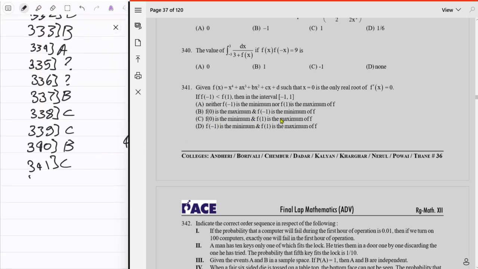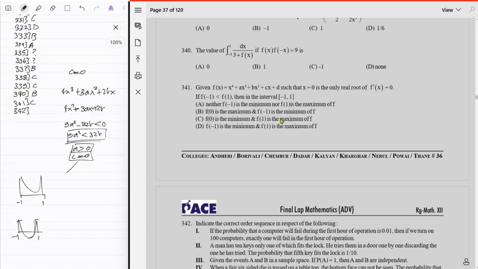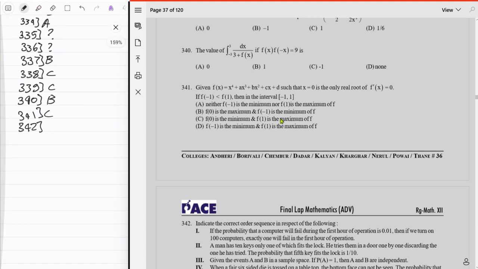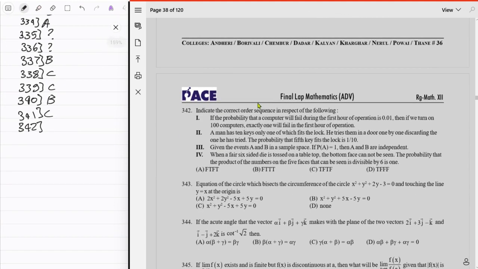Next question. तो इतना पूरा करने की जरूरत नहीं थी. That's fine. Next, let's go 342. Indicate the correct order sequence in respect to following. Okay, if the probability that a computer will fail during the first hour of operation is 0.01, 1 upon 100, then if we turn on 100 computers, exactly one will fail in the first hour of operation.